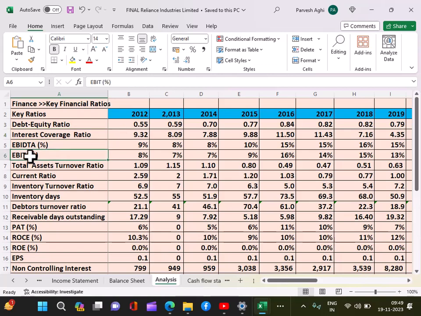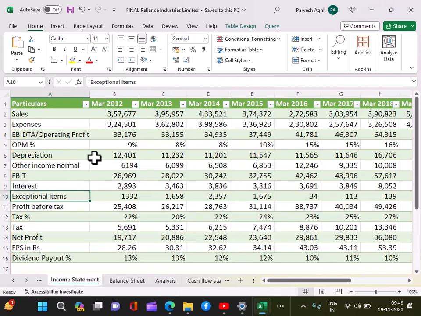What I have done is basically, you're right. So look at the formula here, interest coverage ratio, which is income statement B8 divided by B9. B8 is your EBIT divided by interest. Exactly this. So I'll share the Excel sheet with you.